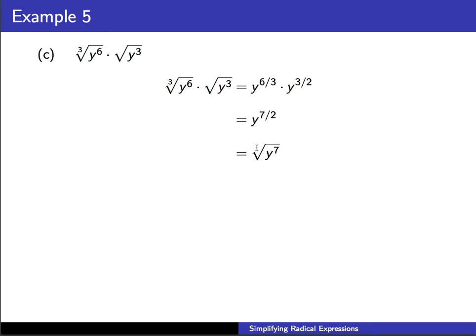Now 7 divided by 2 is 3, and because it's an even root, we have to put that y to the 3rd power inside absolute value bars. The remainder, when we divide 7 by 2, is 1. That remains inside this radical, this square root. So our final answer is the absolute value of y cubed times the square root of y.